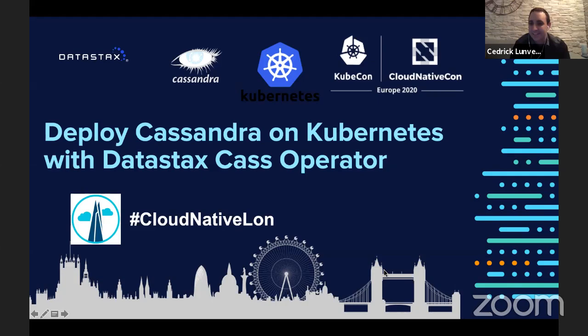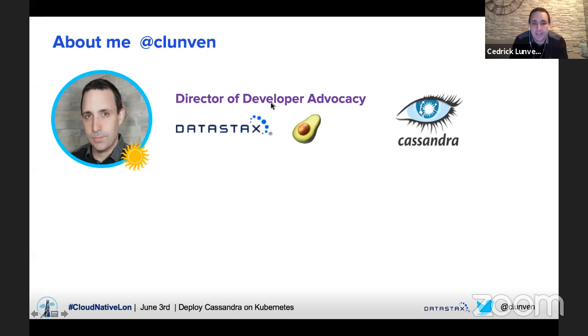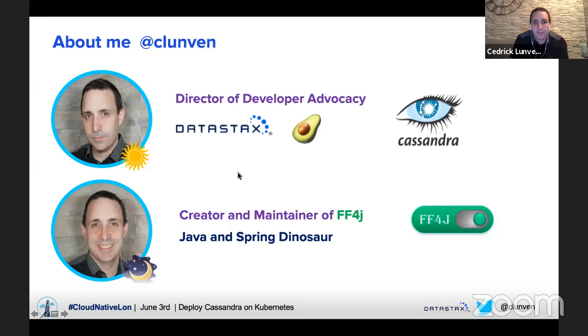All right. Okay, so let's get started. I will talk to you about Apache Cassandra and how to deploy it in Kubernetes. So I'm Cedrick Lunven. I'm a director of developer advocacy at DataStax. I saw some developer advocates out there, so hi the crew. This is my day job, and I also have a secret life. Seven years ago, I created and still maintain a framework called FF4J, feature flag for Java, and I'm quite the Java and Spring dinosaur here.